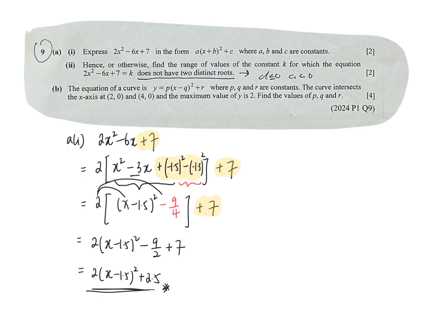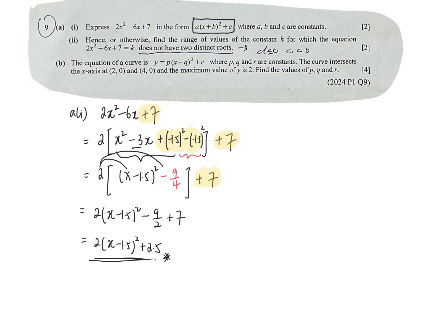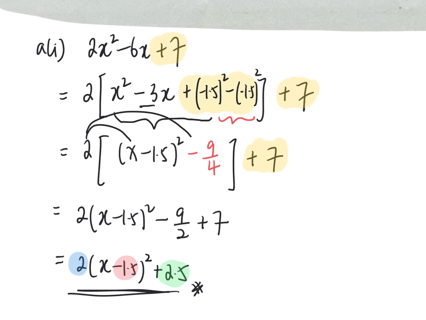Okay, so once you are done, it doesn't matter whether the signs are different or the same. You can just look at it. As long as it is the same form, it is good enough. Just know that B takes a negative number here. A is your 2 and C is your 2.5. So just take note that it is the same form, but B takes a negative value.